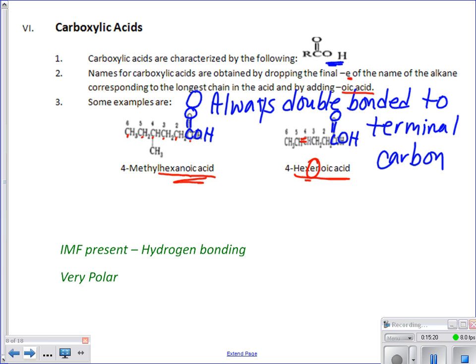Because you have this hydroxyl group right there, just like with the alcohols, you've got hydrogen bonded to oxygen. That is a really strong dipole-dipole force, so that's going to be hydrogen bonding that we have going on. That makes for a very polar molecule when you have a very electronegative element bonded to hydrogen like that.